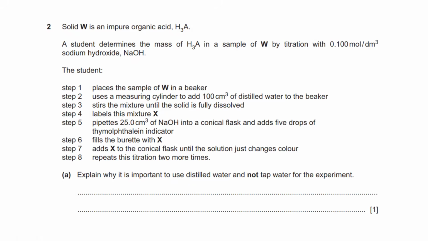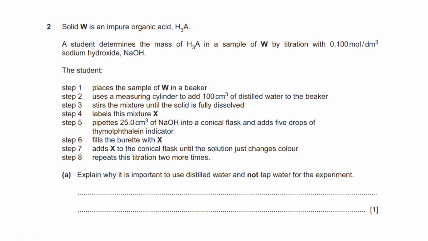Step 5, pipettes 25 centimeter cube of sodium hydroxide into a conical flask and adds a few drops of thymolphthalein indicator. Step 6, fills the burette with X. Step 7, adds X to the conical flask until the solution just changes color. Step 8, repeats this titration 2 more times.